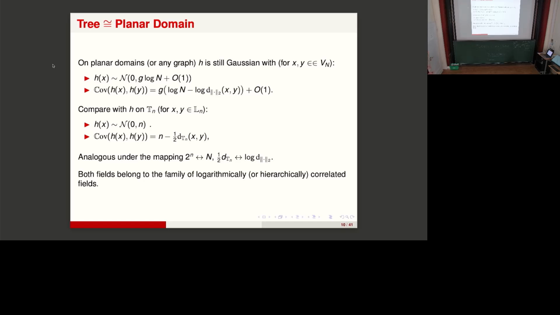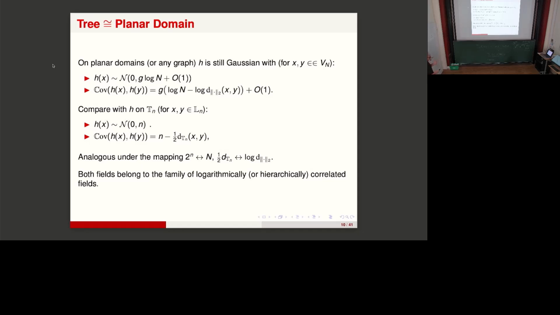Why do I claim that they are qualitatively similar? I'm sure people know this, but for instance, if you take the leaves of the tree and embed them on the line, on the interval from 0 to 2 to the n, then 1/2 log of the tree distance essentially says how many times I have to go up until these leaves embedded on the line meet, and that's typically roughly the log of their distance, the log of the difference. So this is roughly a logarithm of the Euclidean distance under this embedding.